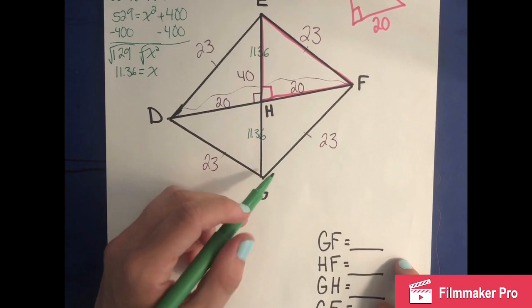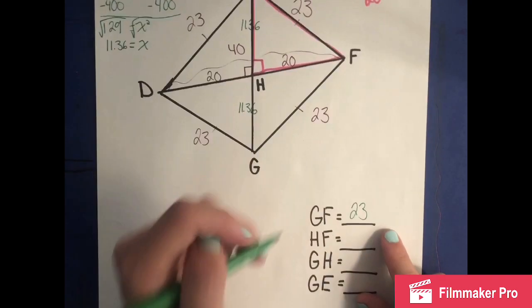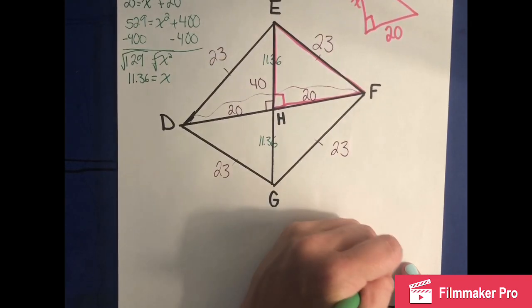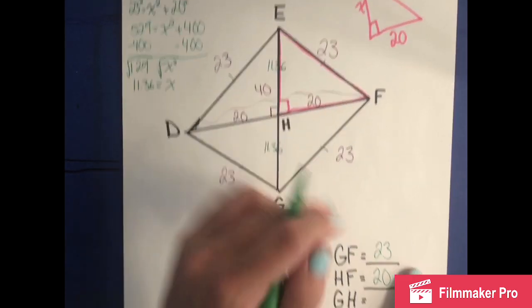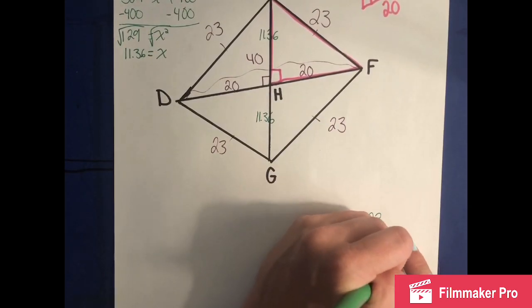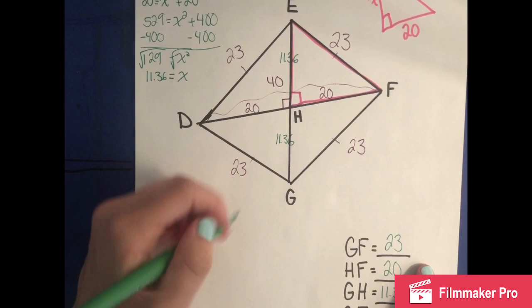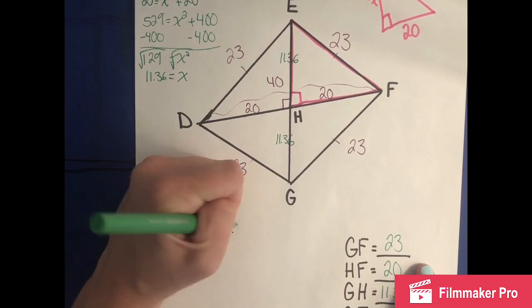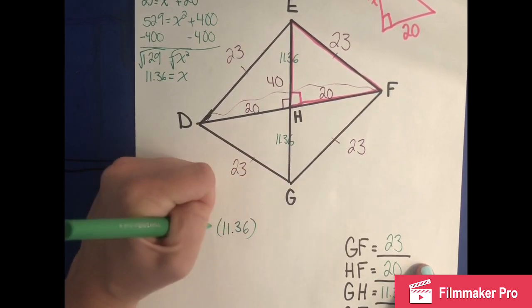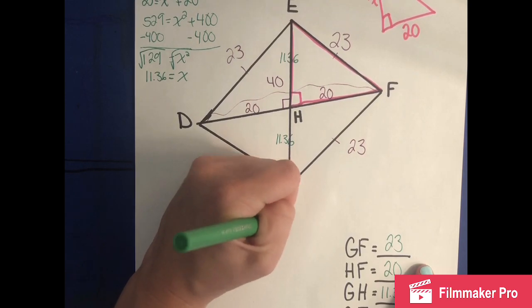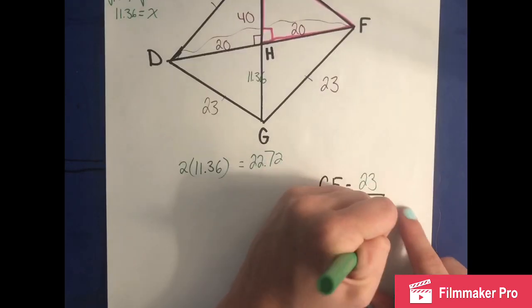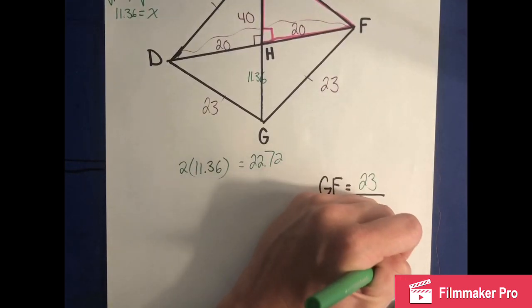GF is 23, HF is 20, GH is 11.36, GE the whole length. So let's do 11.36 times 2, and that gives us 22.72. So that's our answer here, 22.72. Okay.